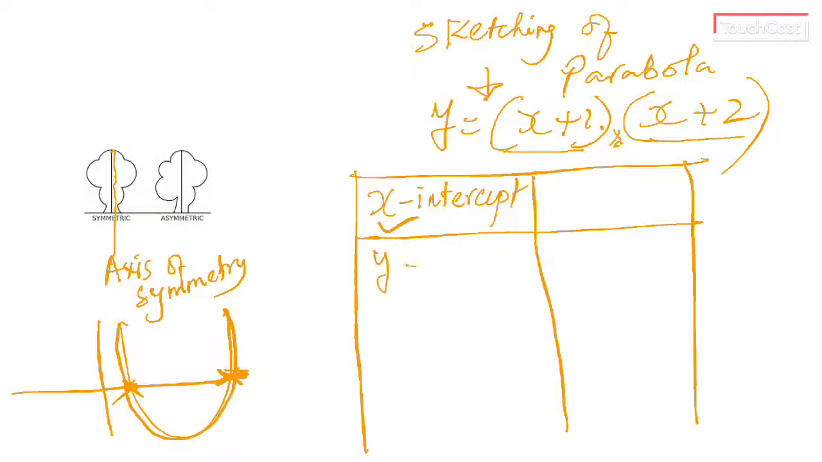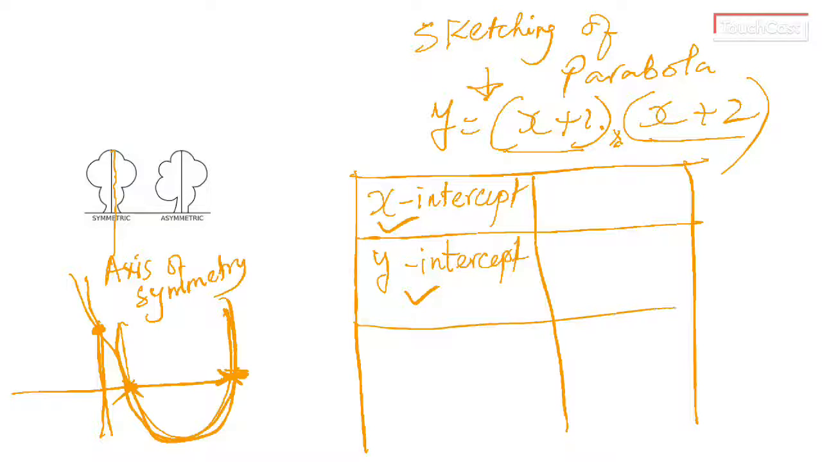Then we've got to work out the y-intercept. If we draw the parabola like this, when the curve cuts the vertical axis, that is called the y-intercept. So far we have 3 points. Now the next thing I need to find out is the axis of symmetry.